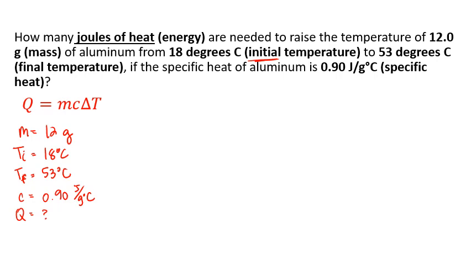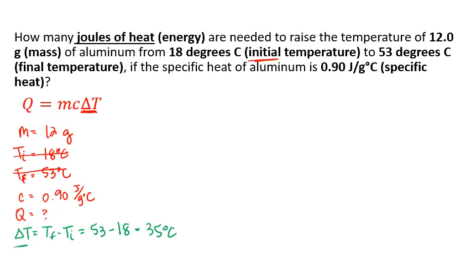So right now we have all of our variables for this except the delta T. We need to have that delta T in that form. So delta T equals TF minus TI, which is going to be 53 minus 18, and that's going to give us a value of 35 degrees Celsius. So again, we no longer need these two pieces of information. We're going to use this delta T to solve our problem.